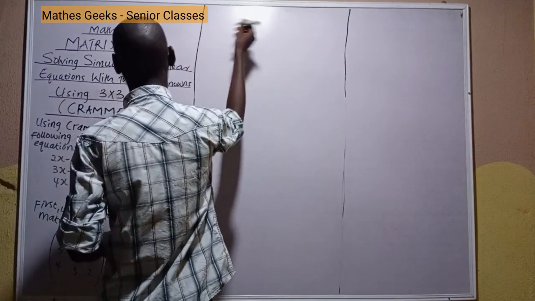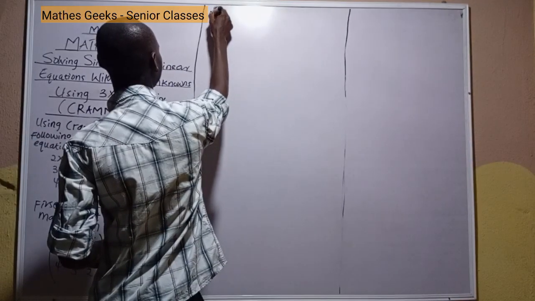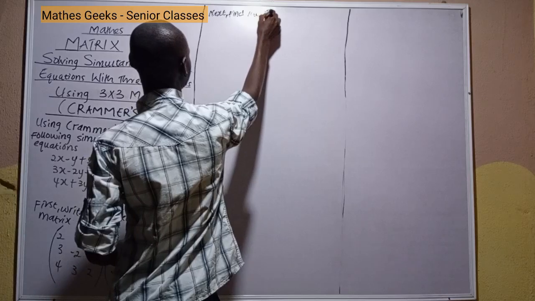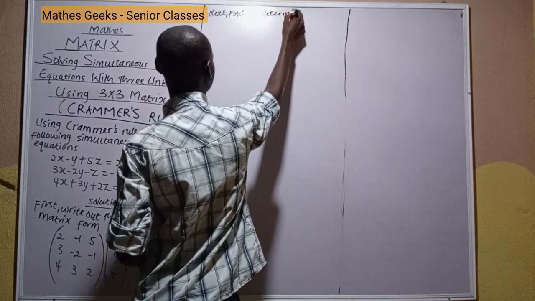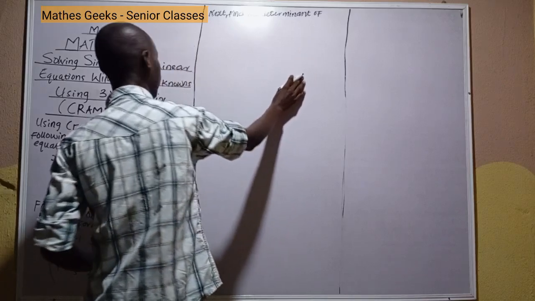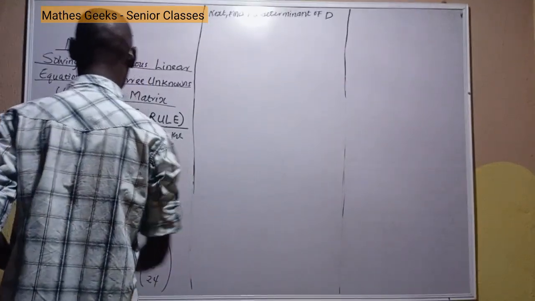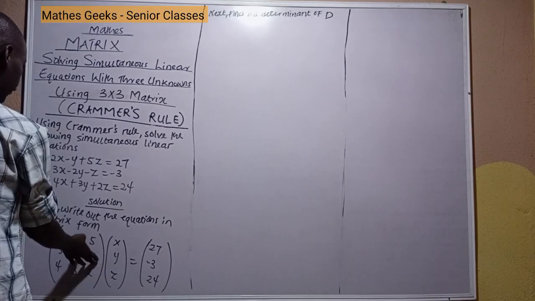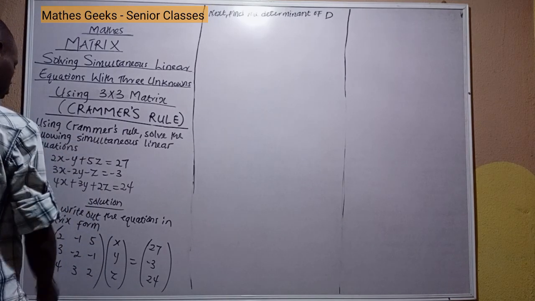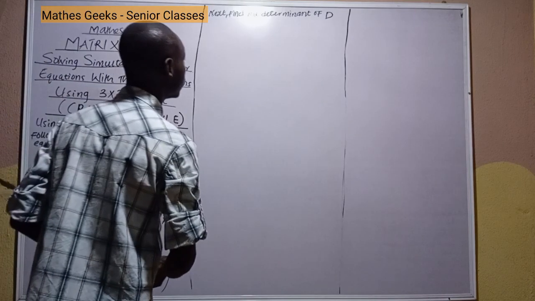Okay, so D will be this matrix. So next, find the determinant of D. So D is this matrix. This part forms from the coefficients of the unknowns. So we let D be in cross with this. So find the determinant of D.